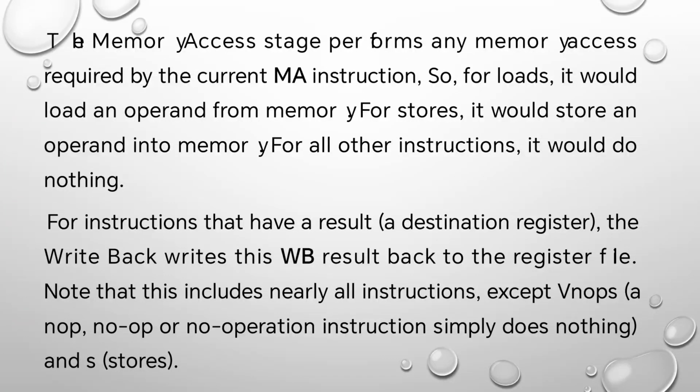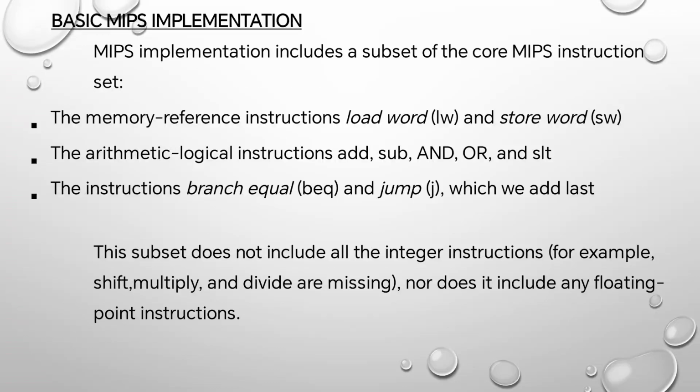The memory access stage (MA) performs any memory access required by the current instruction. So for loads, it would load an operand from memory. For stores, it would store an operand into memory. For all other instructions, it would do nothing. For instructions that have a result, the write back stage (WB) writes the result back to the register file. Note that this includes nearly all instructions except NOPs and stores.